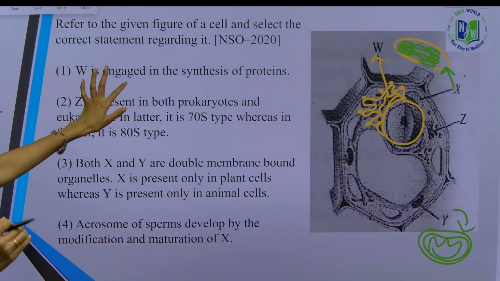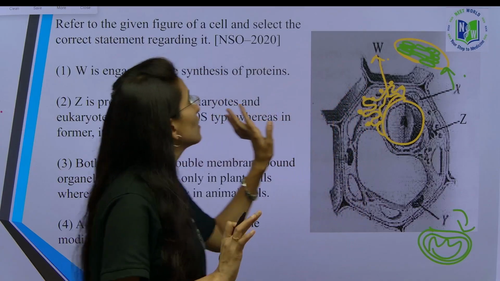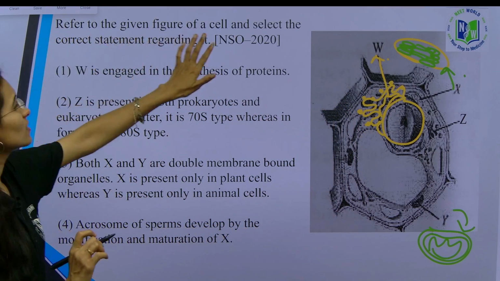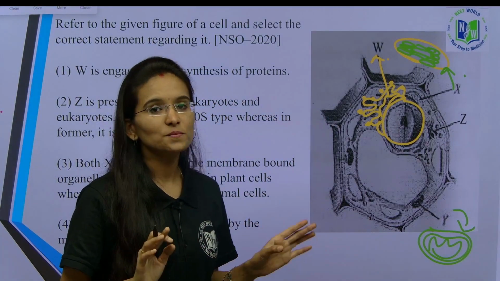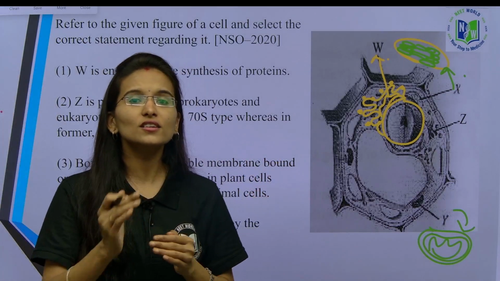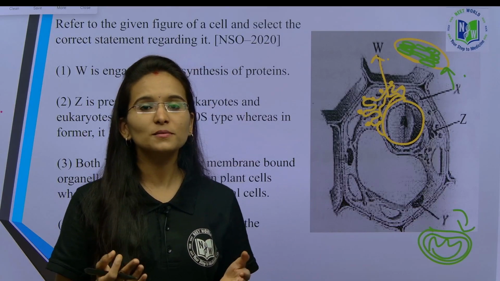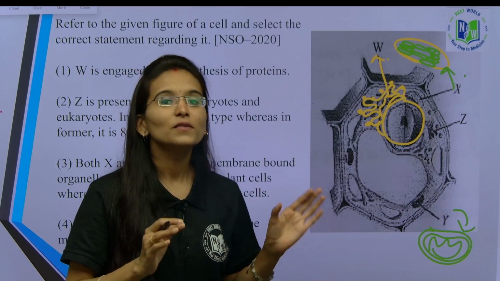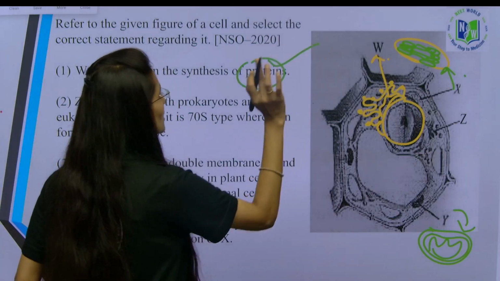W is engaged in synthesis of proteins. Yes, this is the right statement. But here you need to understand the correct one. Okay, with regard to this particular cell organelle, you need to understand the right option. So, here W is engaged in synthesis of proteins. The nucleus is continuous with the rough endoplasmic reticulum. When we call it rough endoplasmic reticulum, it contains the ribosomes attached to it. Okay. So, that is involved in the synthesis of proteins. So, this is absolutely the right option.